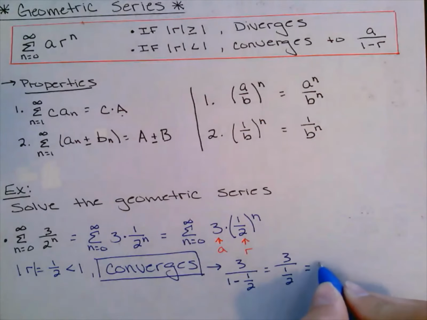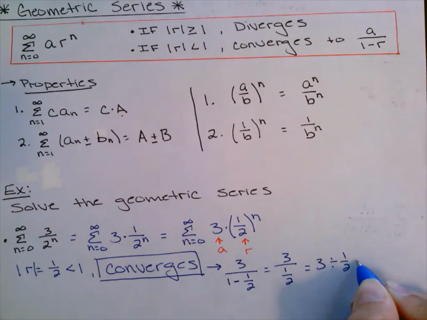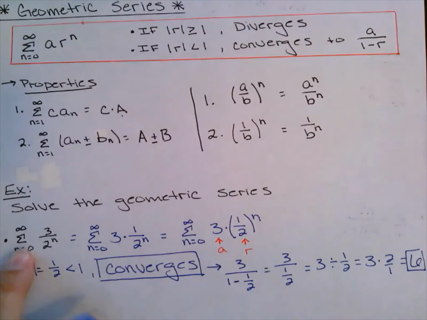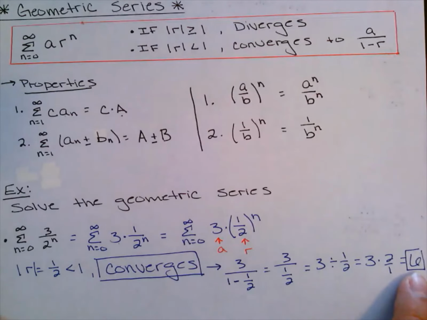I'm going to flip. If you feel the need to rewrite 3 divided by 1/2, so you see it a little better, this is going to be 3 times 2 over 1, which is going to give me 6. So this series will converge, and when you add up all those numbers, it converges to the number 6, okay? Let's take a look at this next one.